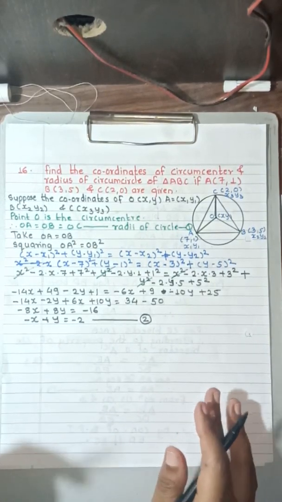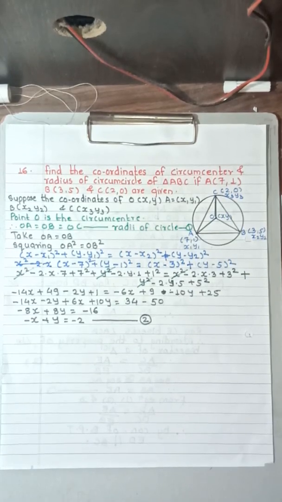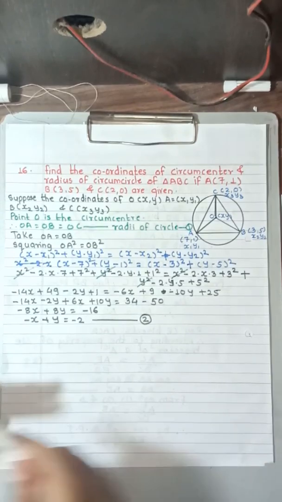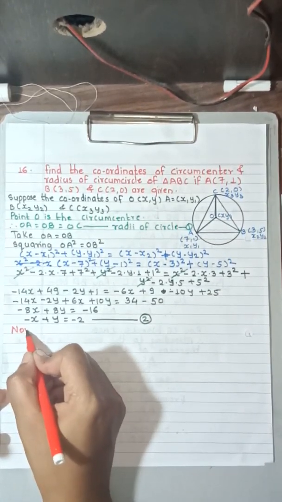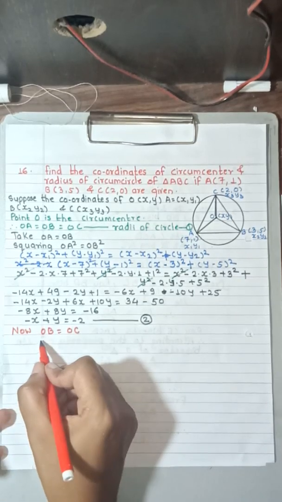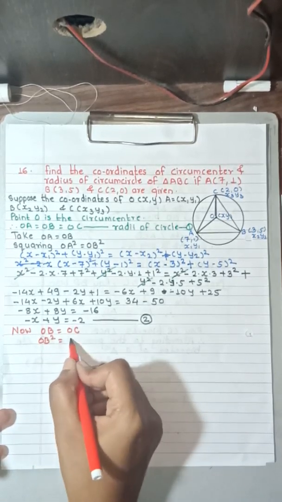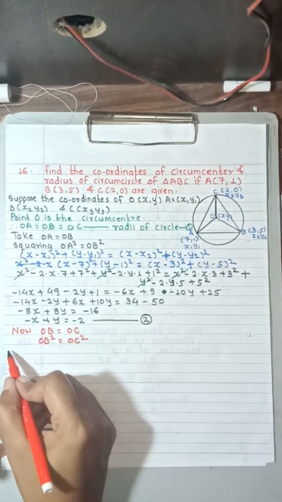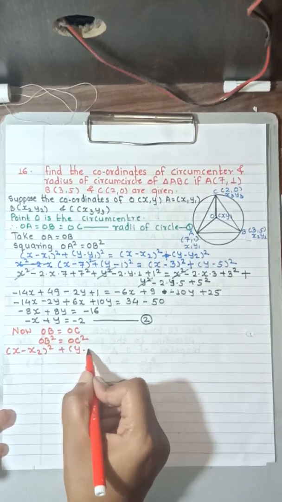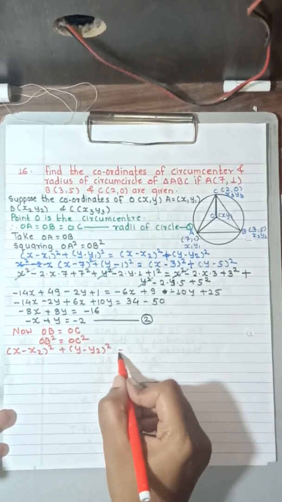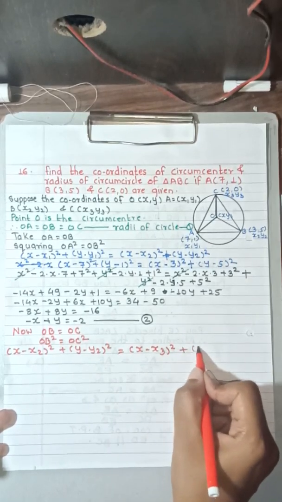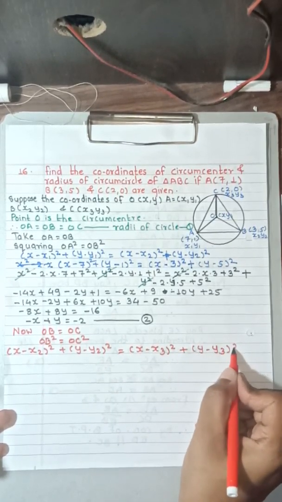Okay, now we'll write here OB is equal to OC. Just I'll change the pen. Now OB is equal to OC. Again we'll square it. OB square is equal to OC square. That is equal to (x minus x2) square plus (y minus y2) square is equal to (x minus x3) square plus (y minus y3) square.